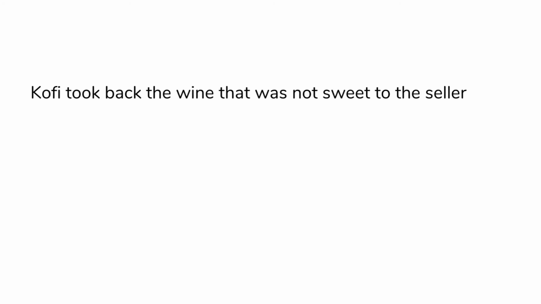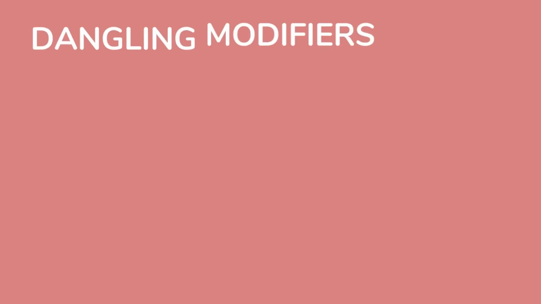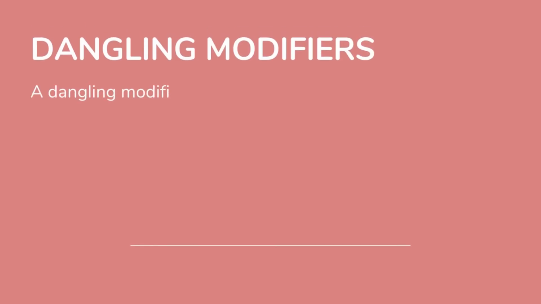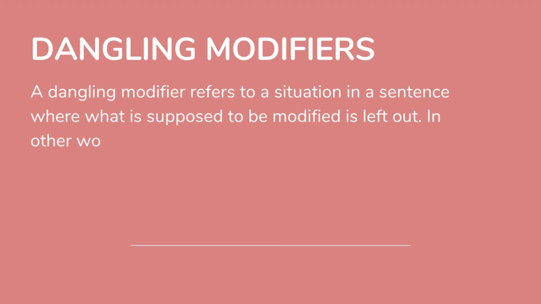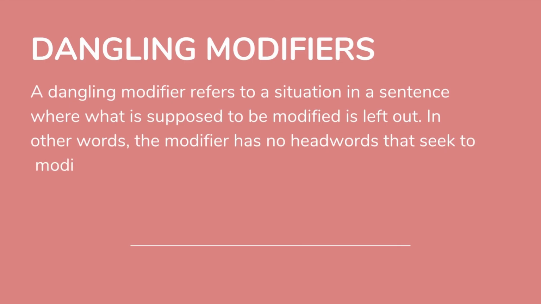We also moved on to look at dangling modifier. A dangling modifier refers to a situation in a sentence where what is supposed to be modified has been left out. In other words, the modifier has no head word that it seeks to modify in a sentence. Here are two examples of such cases.